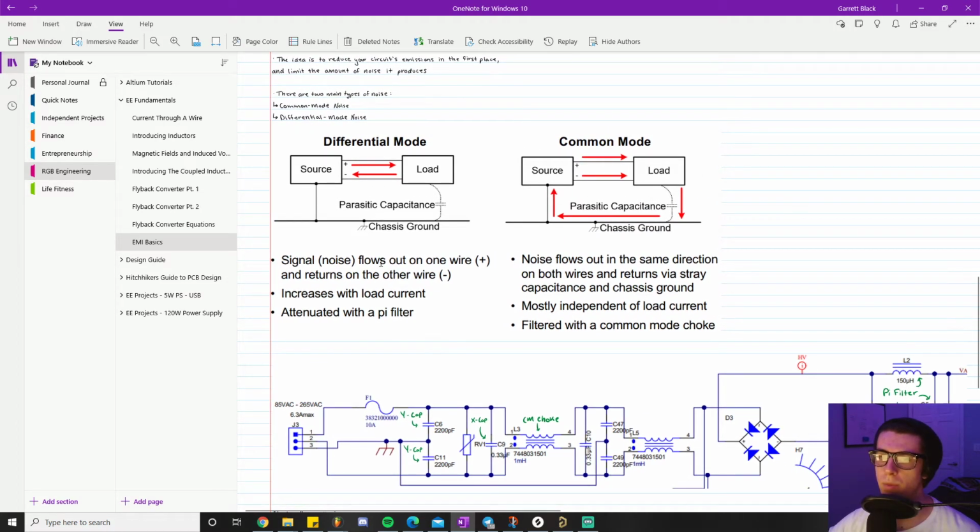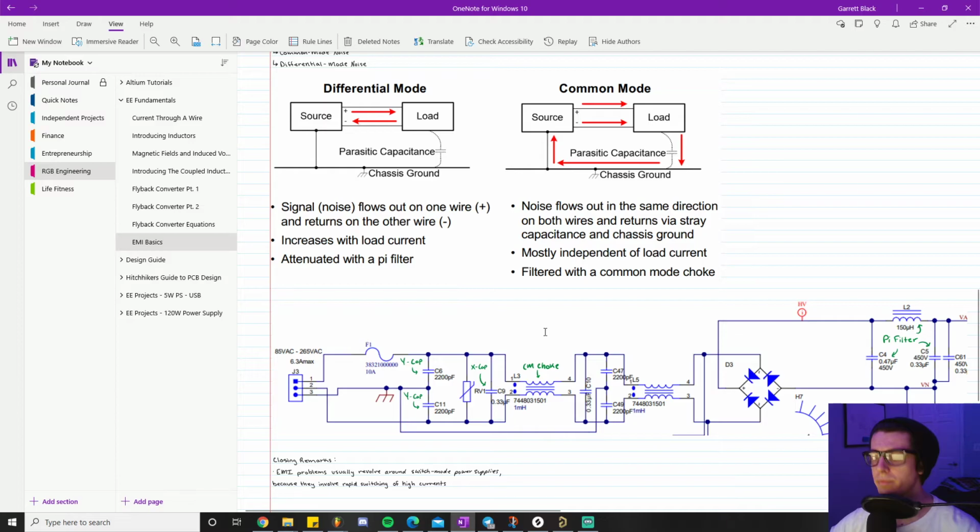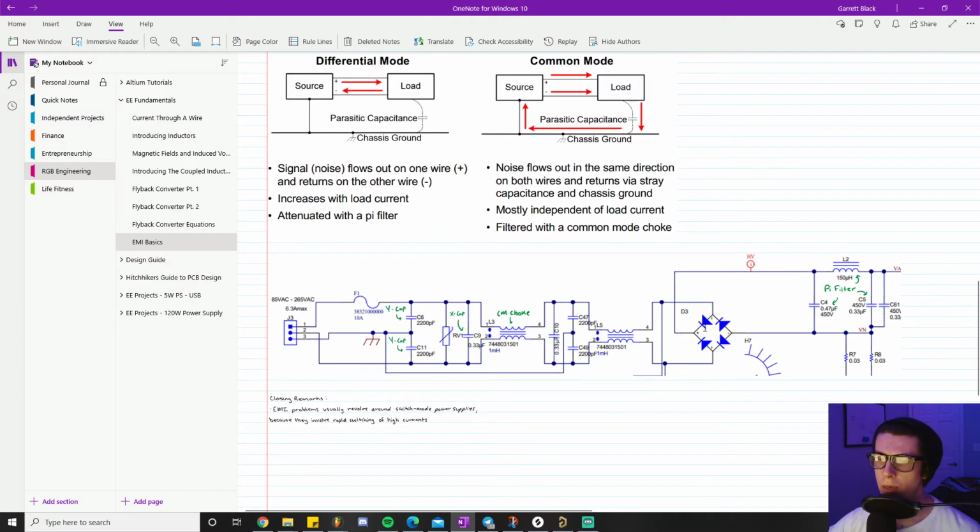So now that we understand what differential and common mode noise are, we have differential mode noise, we have common mode noise. We've got to mitigate both of them. And this little thing tells us exactly how we can do that. Here we are looking at a piece of a circuit for a switch mode power supply. It's actually a flyback converter. I don't remember where I found it, but all I did was take the part that shows the EMI filter. So I have it labeled here.